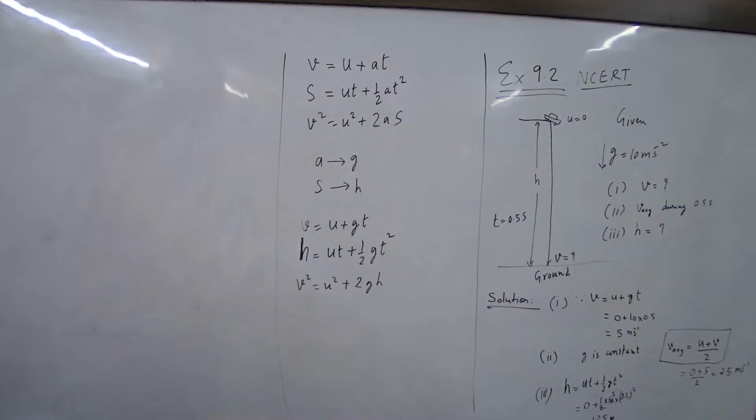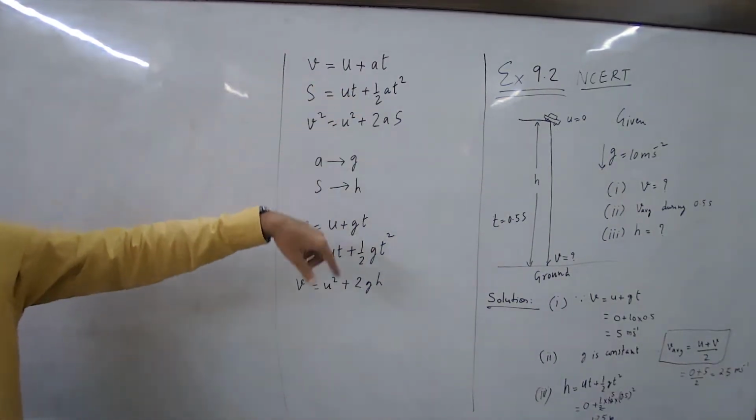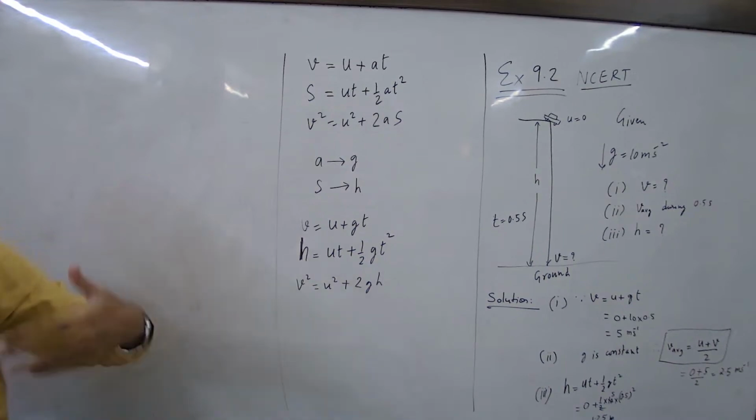An object is thrown vertically upwards and rises to a height of 10 meters. Calculate the velocity with which the object was thrown upwards and the time taken by the object to reach the highest point. So both the examples are covered here. One, this was downward motion. Now the next question is upward motion.